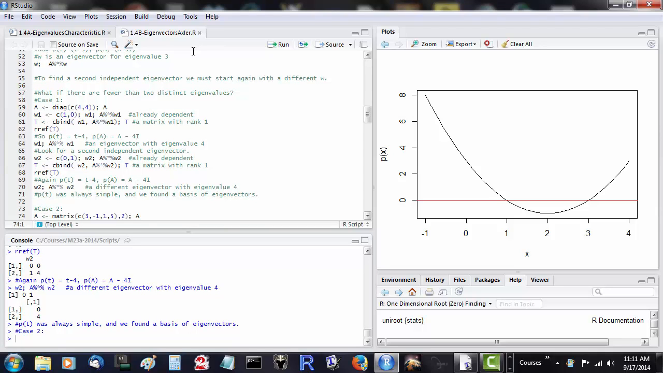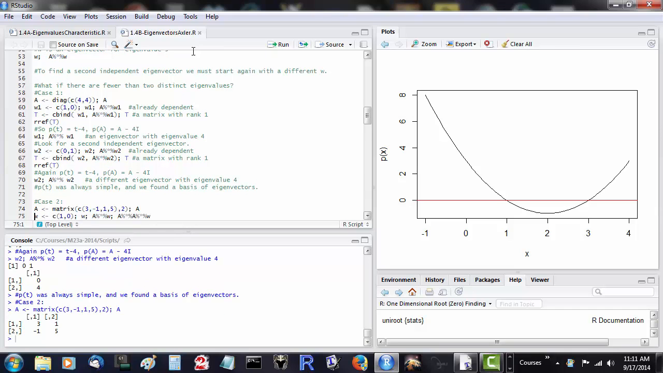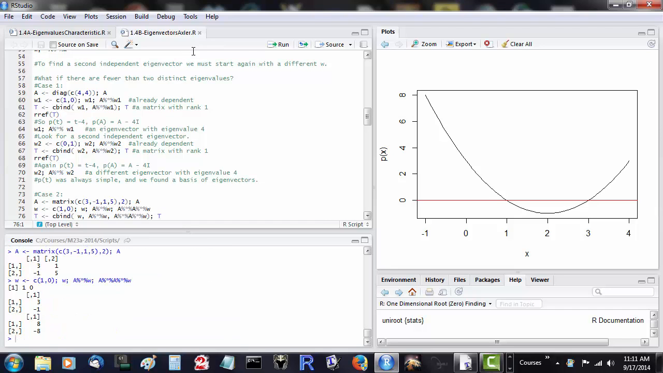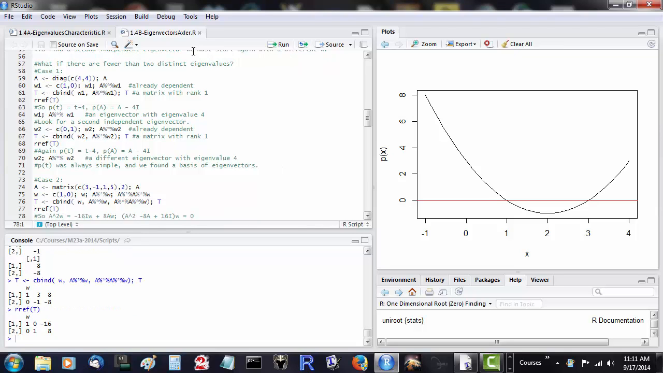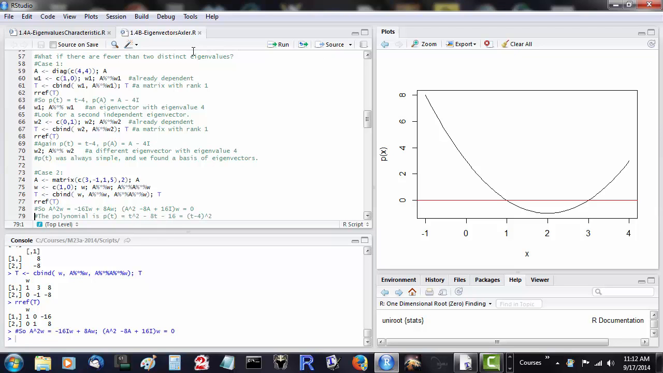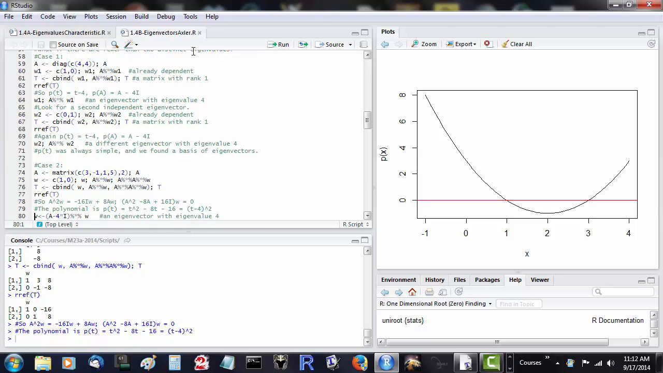Now I've cooked up another 2 by 2 matrix that has only one eigenvalue. Here's my matrix A. I choose my first standard basis vector as W, hit it with A and A squared, make a matrix, row reduce it, and interpret the result. This says the third column, A squared W, is from the first row, minus 16 W, plus from the second row, 8 AW, and my polynomial therefore turns out to be t minus 4 squared.